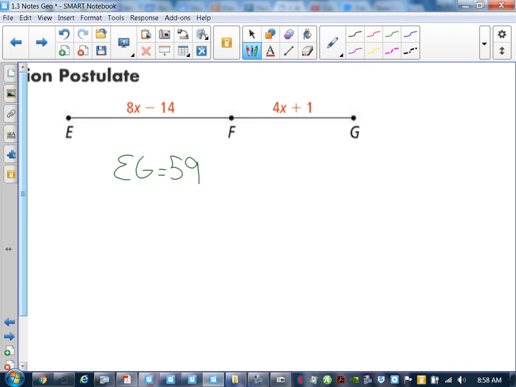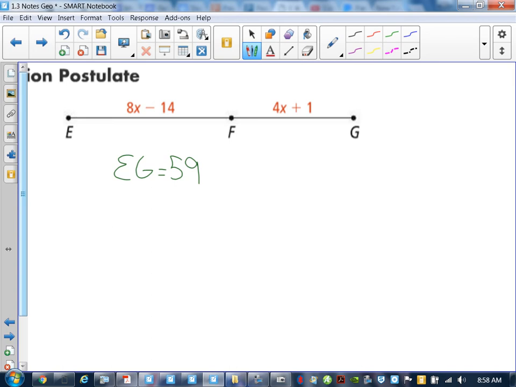So let's rip the Band-Aid off right away and go right into the algebra of it. Now, we have segment addition. We've got 3 collinear points.